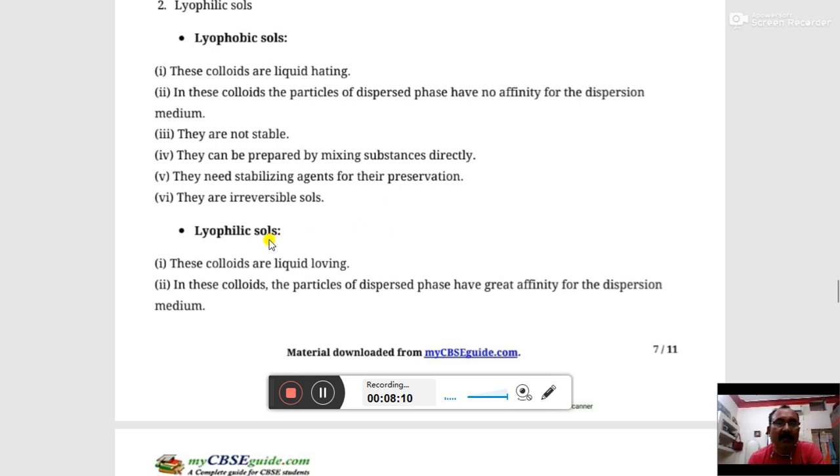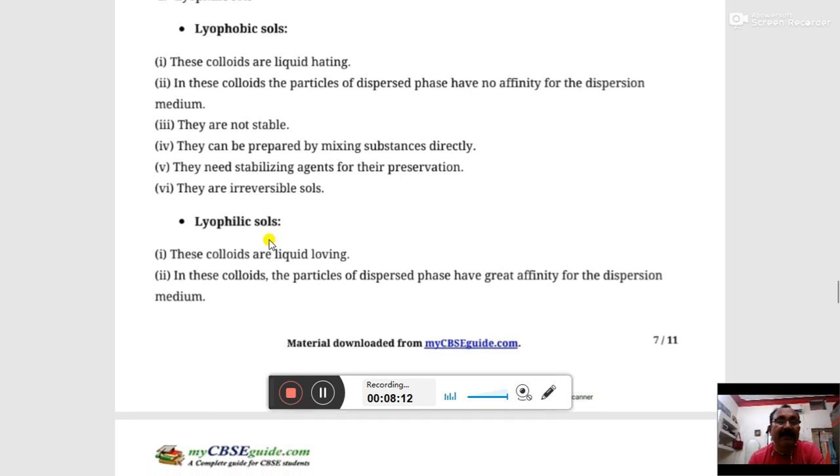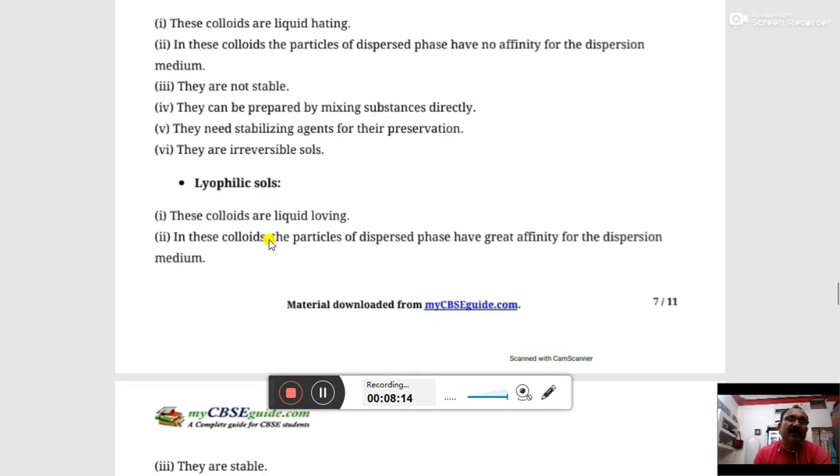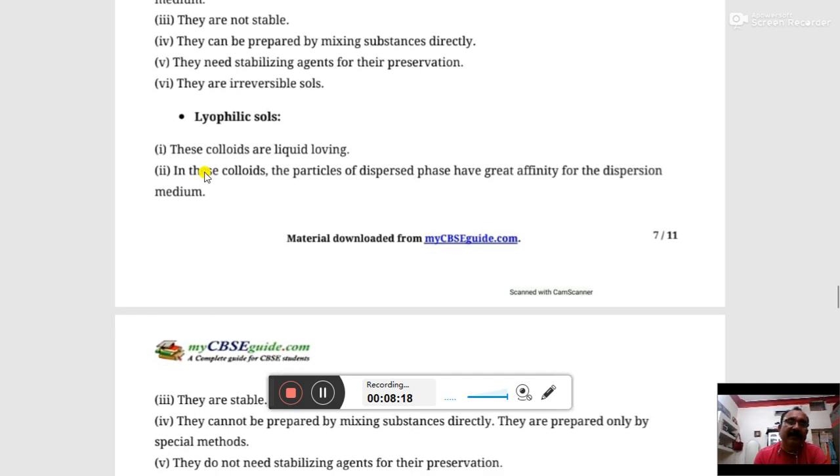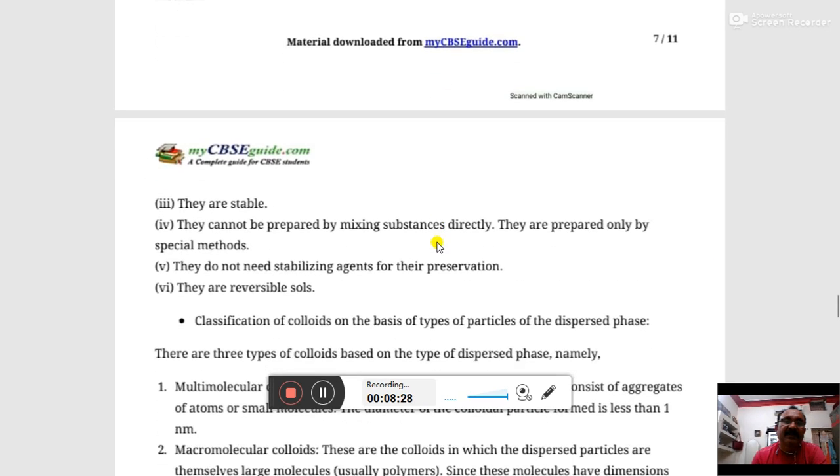But the lyophilic solution is a solvent-loving solution. That means the solute can easily dissolve in the solvent and form the solution. That means these are liquid-loving solutions. The particles of the dispersed phase have a great affinity for the dispersion medium. They are generally stable.